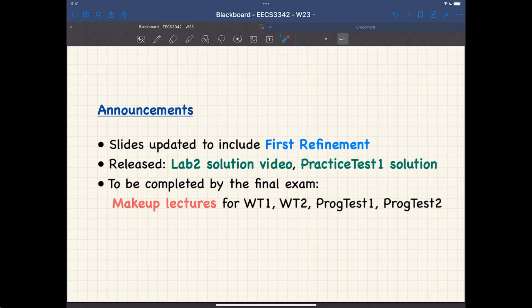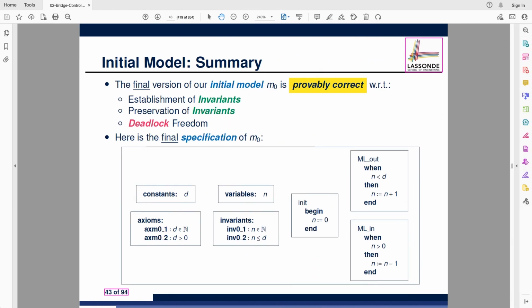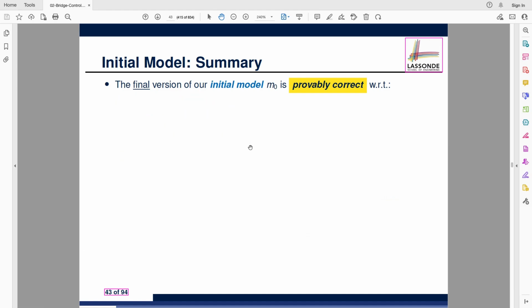Let's now start with the first refinements for the bridge controller, and then if we have time, we'll talk a little bit about your practice test 1 solution. That one shouldn't be too bad. Should be quite straightforward. Okay, so let's now see what we got from last time. This will be a very nice summary about what we did in all the past weeks about the bridge controller. Very quickly, let me just go over some bullet points.